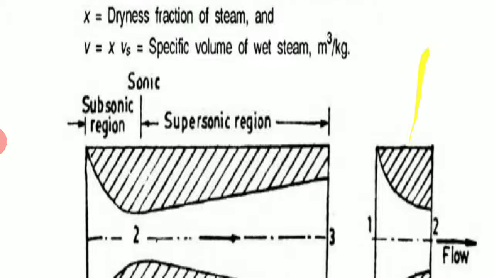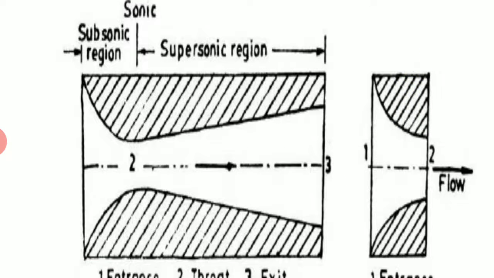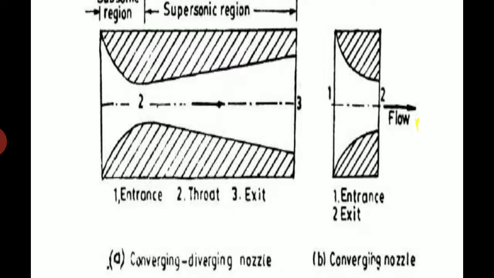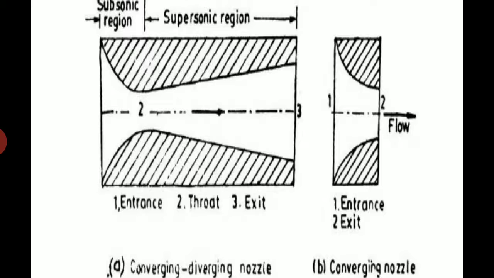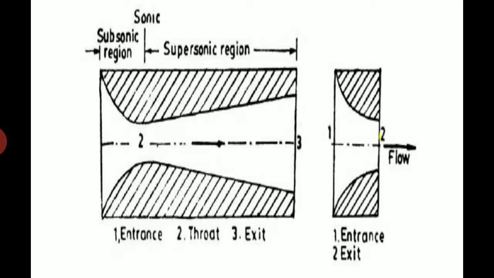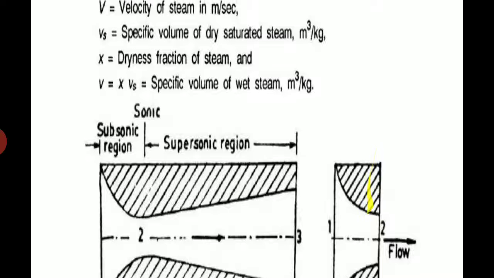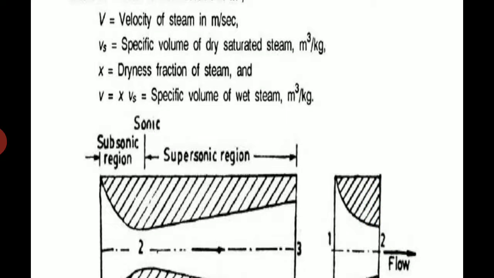So if you see the figure, this is a convergent divergent nozzle, and there is a converging nozzle. The mass of the steam m per second passing through any section of the nozzle must be constant. So the area of cross section A of the nozzle will vary according to the variation of V by X Vs, as the mass of steam per second passing through any section.